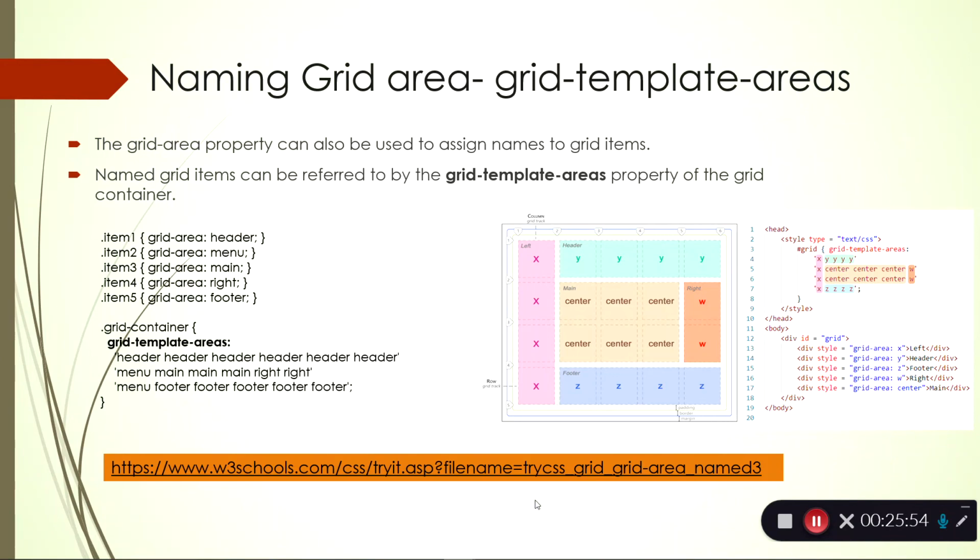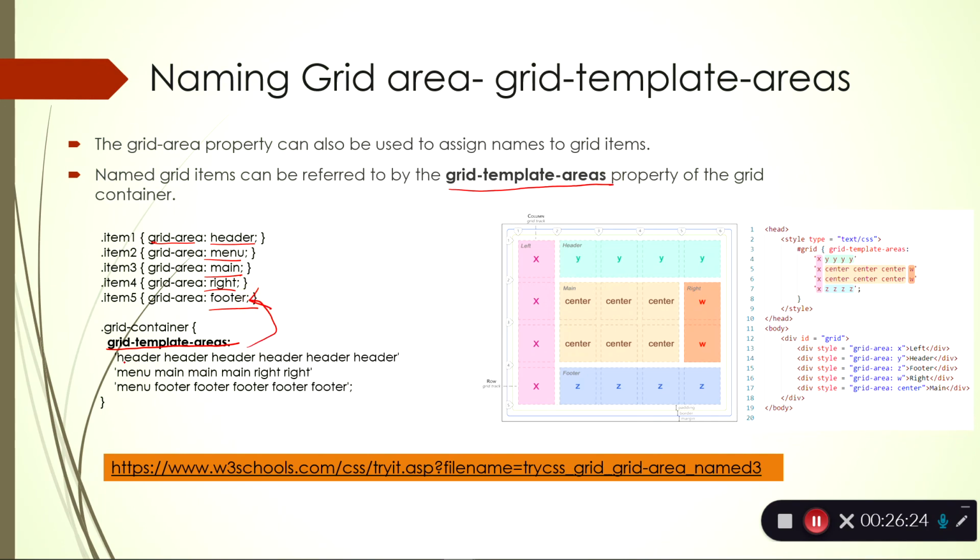So the next topic that we are going to see is naming grid areas. The grid area can be named like this. You can just select an element and use the grid area property, and you can name some elements like this, and then by combining this grid area property with grid template areas, this grid template area will be referred to by this name.